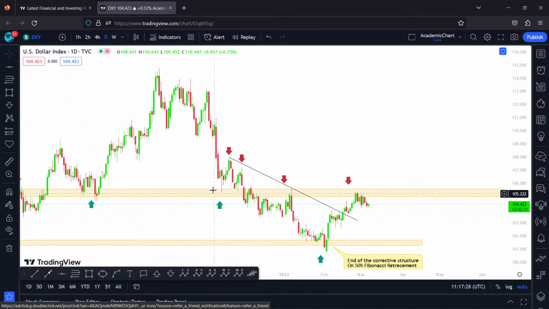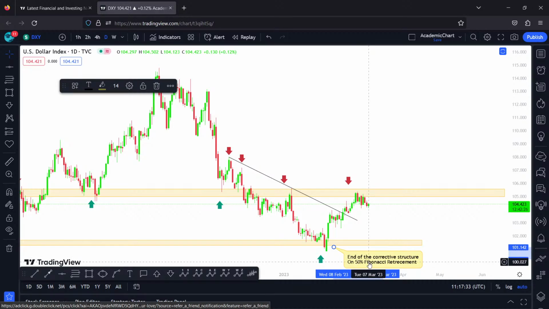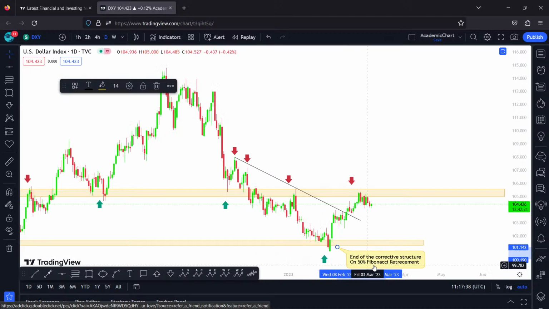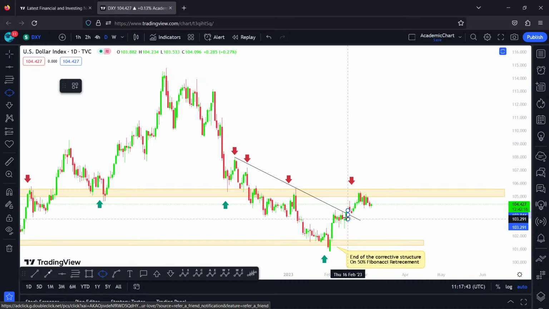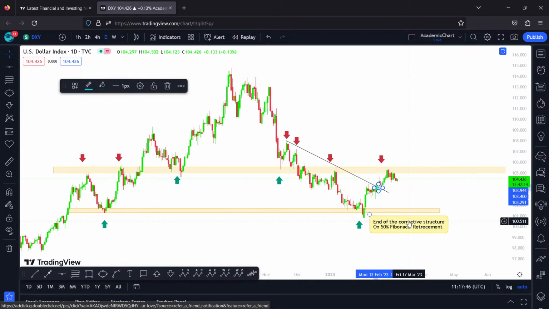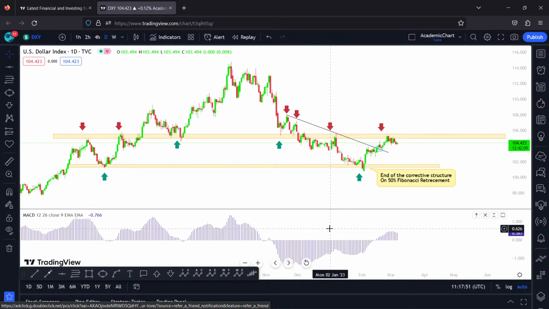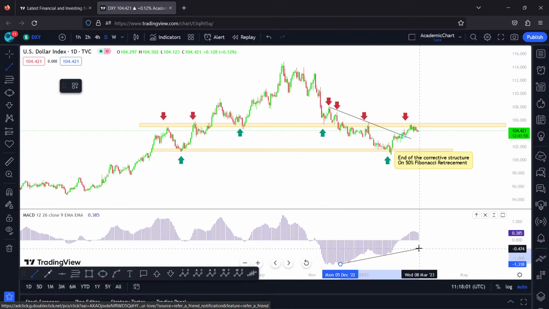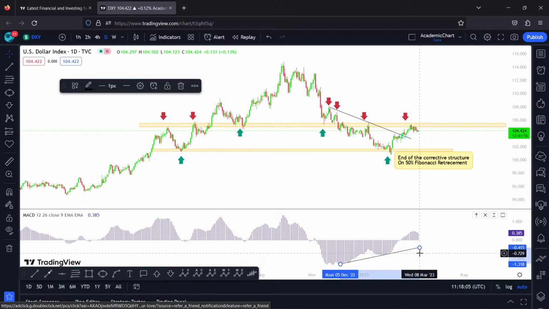We were talking about this correction and why I'm saying that it is the end of it. I wrote that because I saw that it reacted to a very important support zone, which was the 50 percent Fibonacci. Also, I'm seeing a breakout here, which is really important. This is the second indication. I can bring up MACD. I'm not usually using any indicators. The only one that I'm interested in is MACD, just for confirming the end of trends.